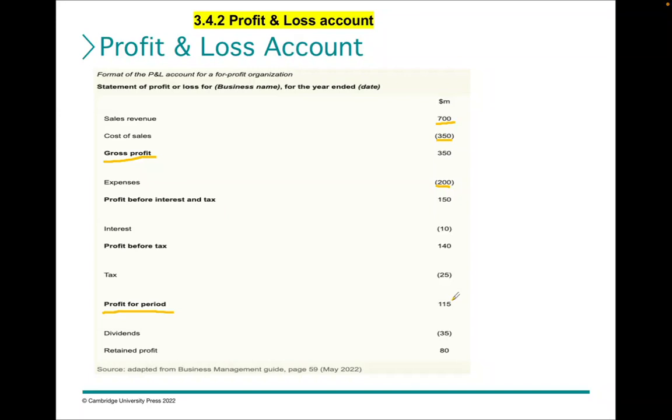That's your actual profit. And how much of that can you touch? Depends on what agreement you have with your shareholders. Your shareholders may be taking 35 in this case, dividends.